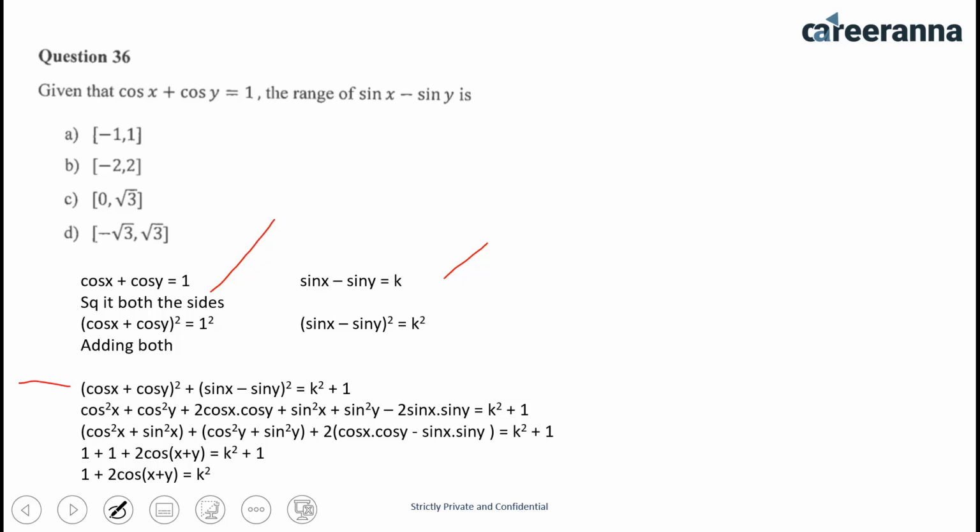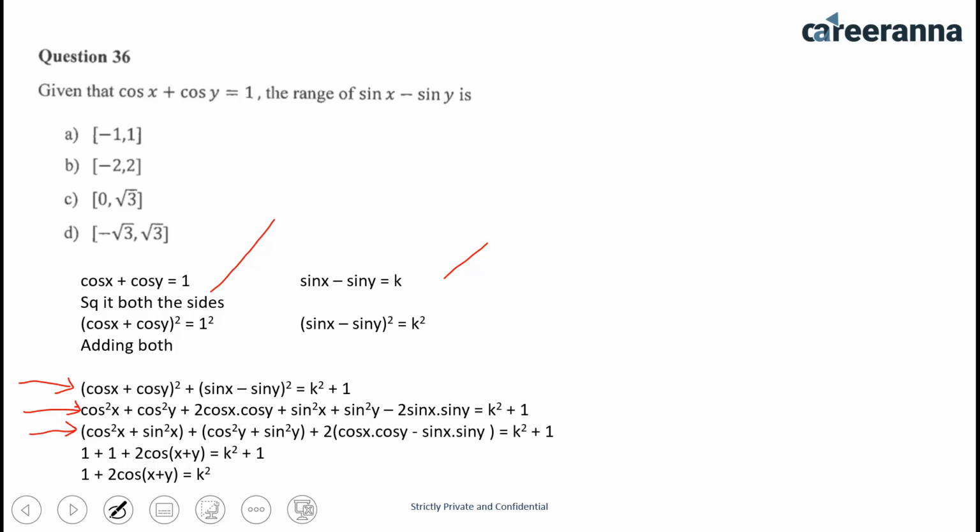Now in this step, I've added both the equations. So cos x plus cos y whole square plus sin x minus sin y whole square equal to k square plus 1. Now I expanded it. This will become cos square x plus cos square y plus 2 cos x cos y plus sin square x plus sin square y minus 2 sin x sin y equal to k square plus 1.